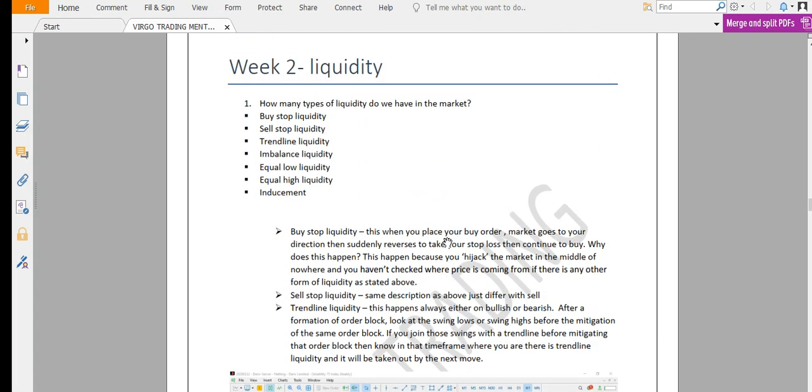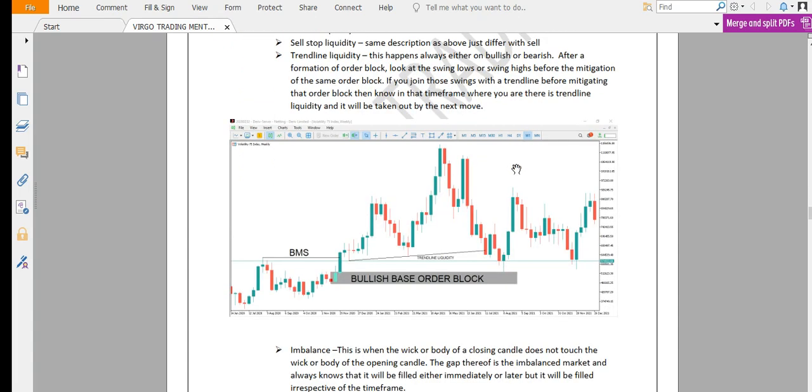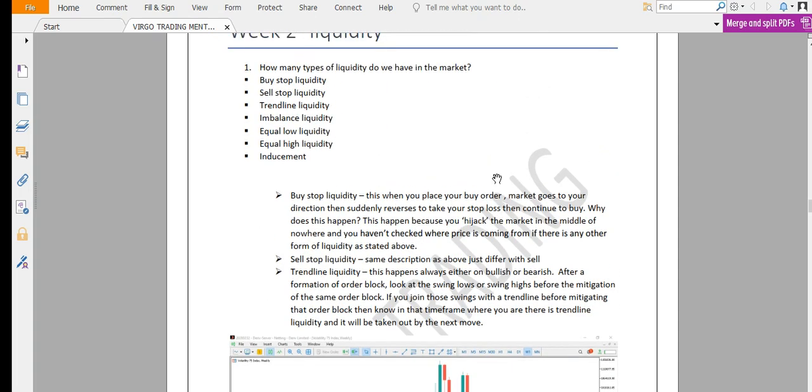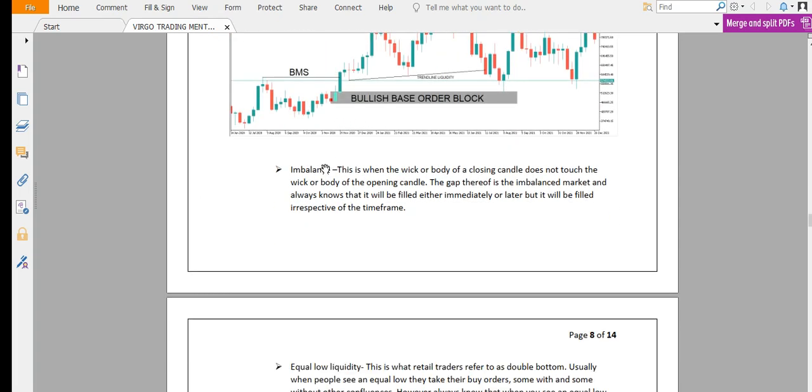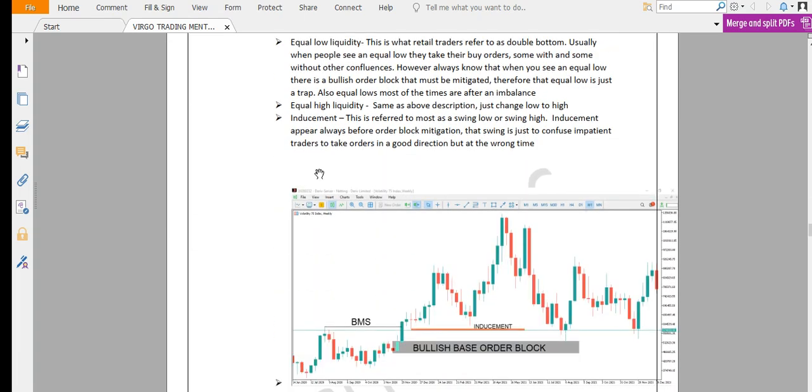So now we covered it. Just for a recap: buy stop liquidity, which I just explained, and then the sell stop liquidity, and then the buy stop liquidity as well, and then trendline liquidity, imbalanced liquidity, color liquidity, and equal high liquidity. As simple as that. I think this is the shortest chapter, and this is our week number 2.